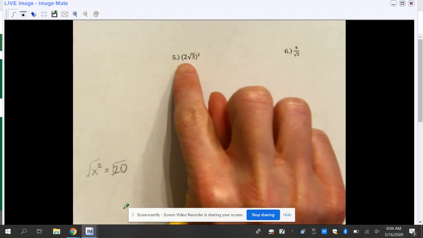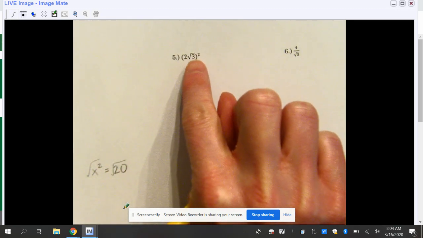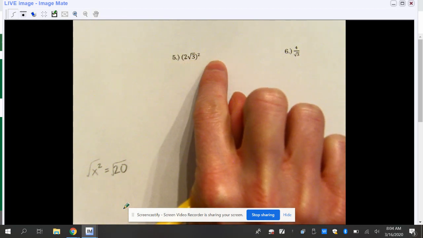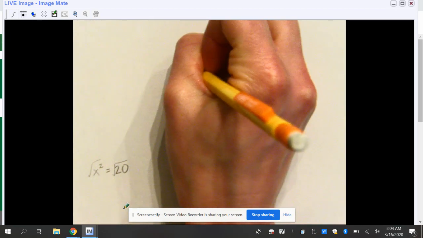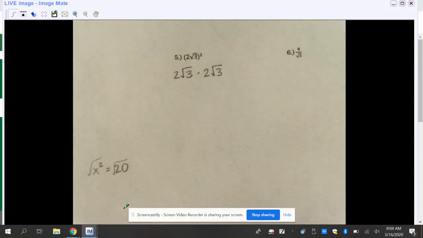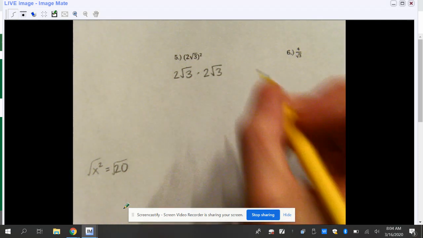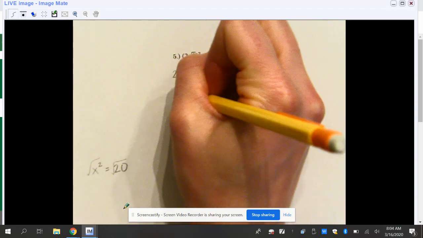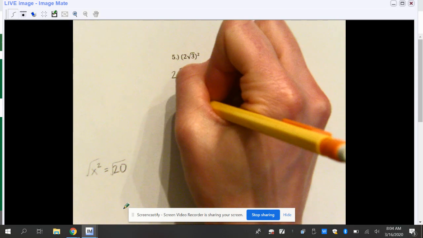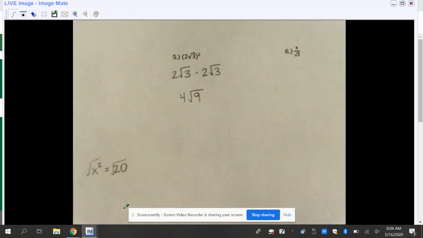Now we're squaring this radical that has both something underneath and something on the outside: 2 radical 3. When you square something, you are really multiplying it by itself. And whenever you multiply radicals like this, you multiply the like parts. So 2 times 2 is 4, and then we would have the square root of 9 underneath. Well, the square root of 9 is 3.